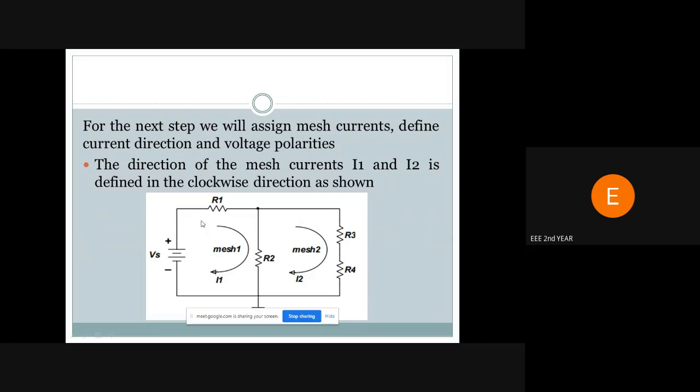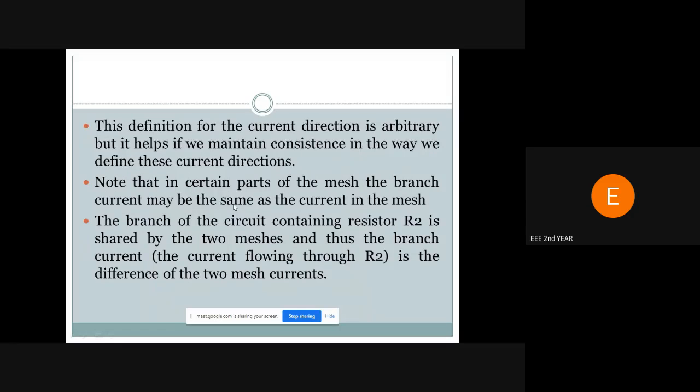Okay. So here, if 5 amps of current is flowing this way, it means the 5 amps of current is also flowing through this R1 resistance in this branch. Only after reaching this point will the 5 amps of current be split into two ways, this direction and then this direction. So in certain parts of a mesh, the branch current may be the same as the current in the mesh, right?